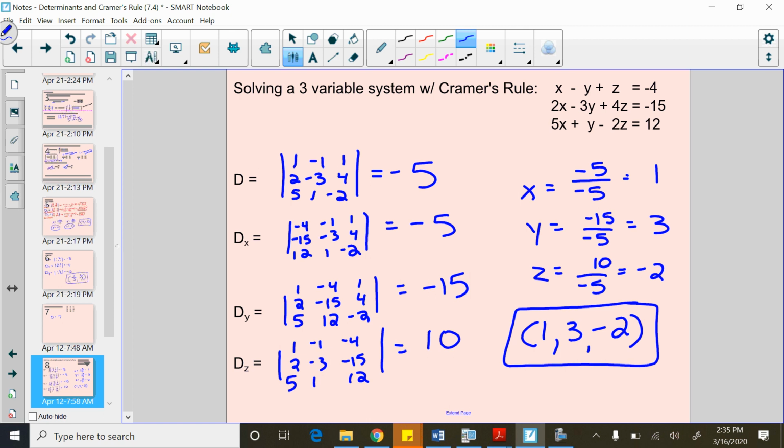So you have now seen the third and final method on how to solve a system of 3 equations by using Cramer's rule and what is called a determinant.